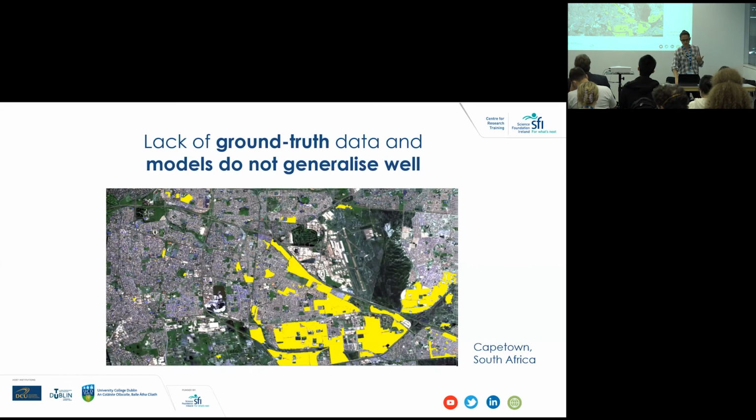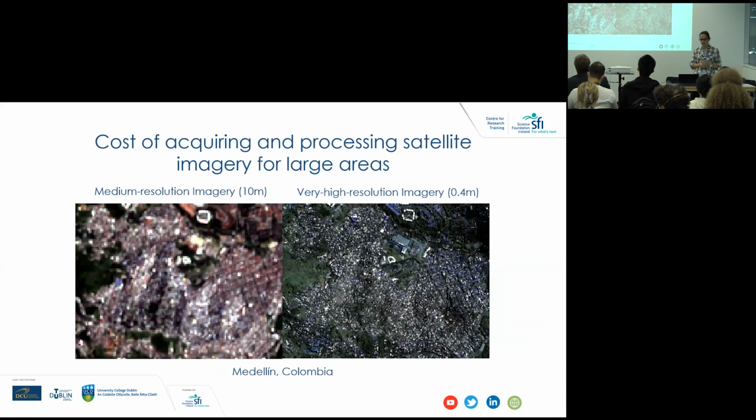Now, another challenge related to mapping slums has to do with the cost of acquiring and pre-processing satellite imagery for large areas. That's especially true if you're working with high resolution imagery, which often has to be acquired. And to date, most of the approaches that exist in the literature use very high resolution imagery.